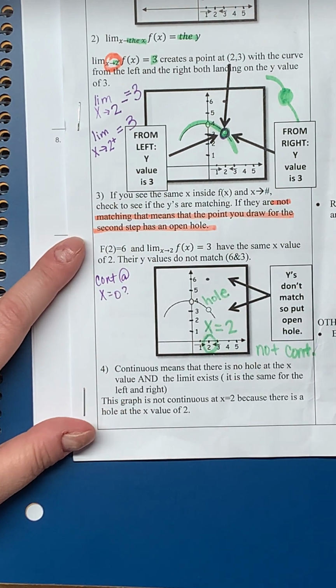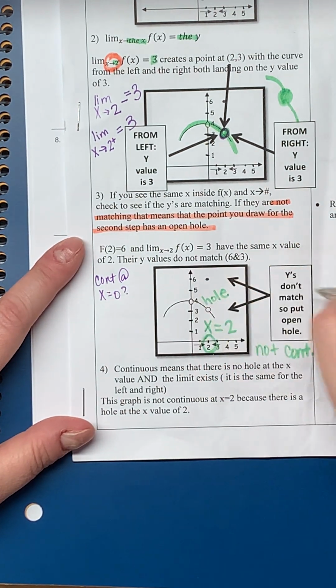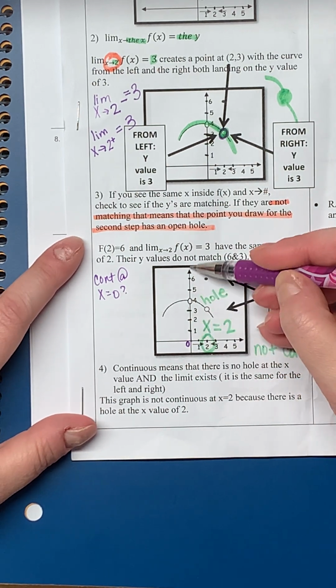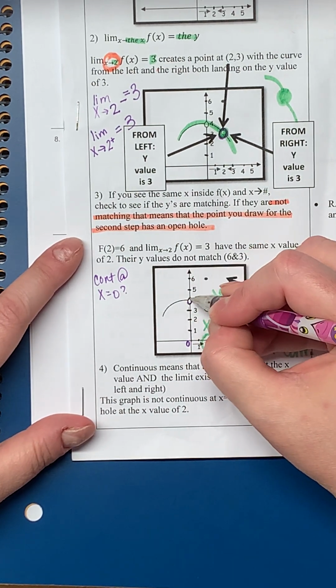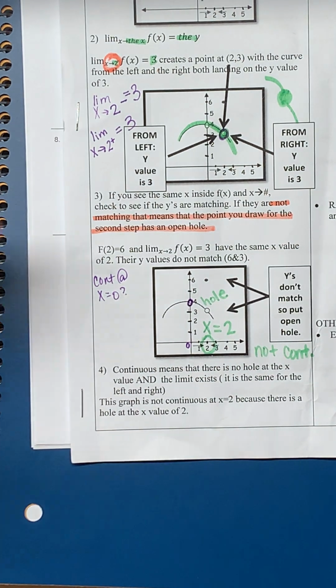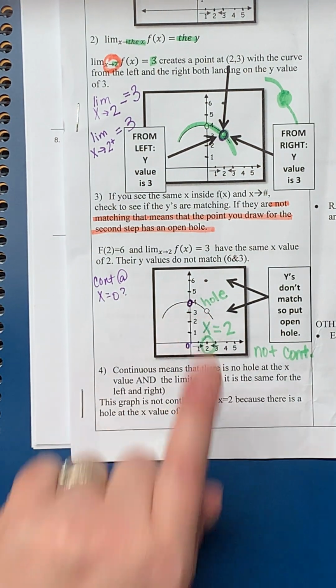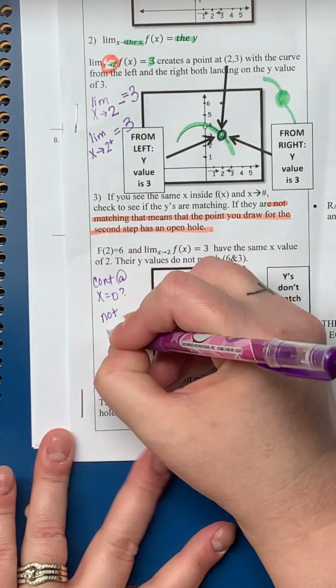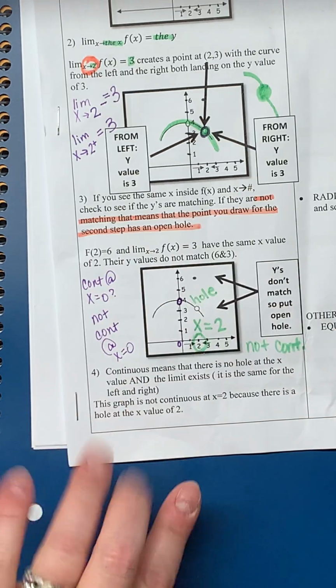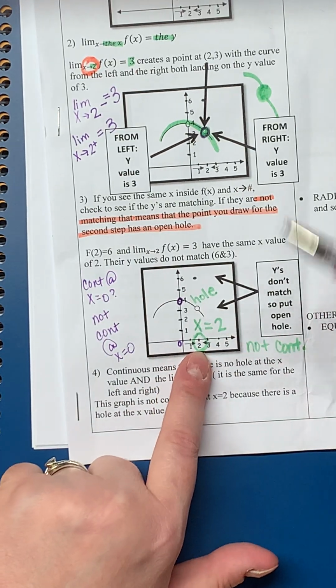So let's see if it's continuous at x equals 0. That means we look for when x is 0 right here. We go up to the curve. Oh, here's a curve. And it's only continuous if there's no hole. Well, I got a hole. So not continuous at x equals 0. Or x equals 2 because there was another hole.